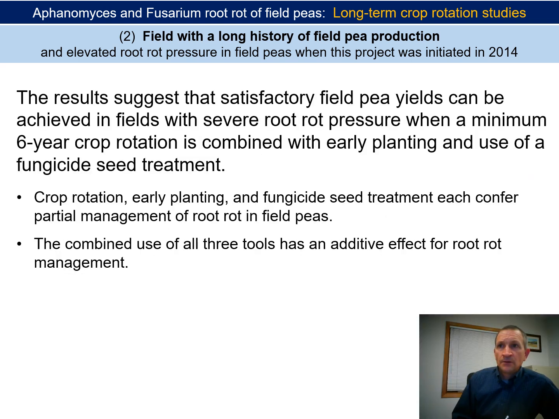Okay. So in conclusion, what we have learned from these long-term crop rotation studies thus far, and the studies are not complete yet, is that crop rotation interval appears to help with management of Aphanomyces and Fusarium root rot, but it looks like you need to be 5 years out of peas, you're on a 6-year crop rotation interval in order for crop rotation to be of significant help. Okay, and even then you should only expect partial management, and really you need to combine crop rotation with other tools such as early planting and fungicide seed treatment to achieve satisfactory results.